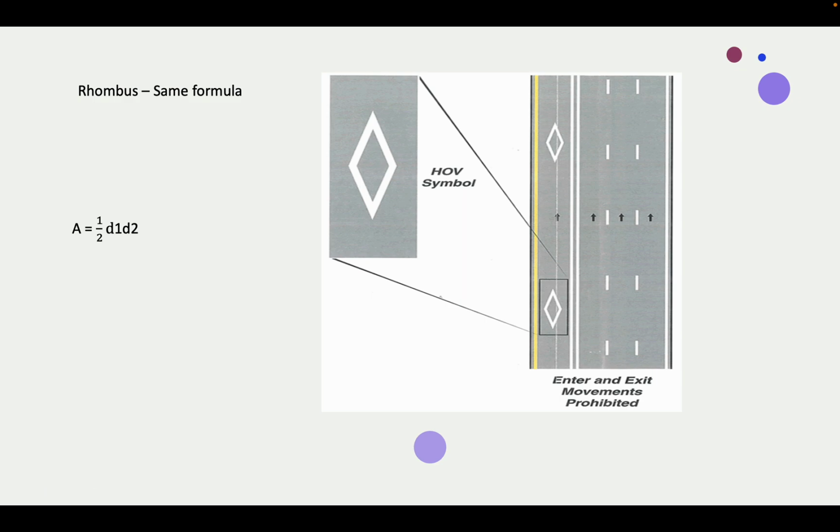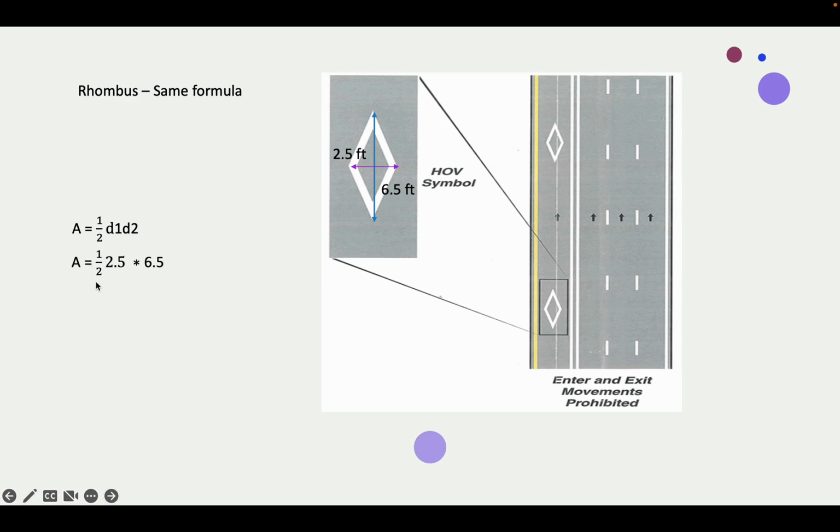Let's take a look at a rhombus. A rhombus is actually the same formula as the kite, and it's very similar to a kite shape. So here's an HOV symbol on a road. If you've driven on the highway, you probably are familiar with these. Let's go ahead and figure out what the area is of one of these shapes. So I have this one, this diagonal here is 6.5 feet, and this diagonal is 2.5 feet. Let's plop those numbers into the formula.